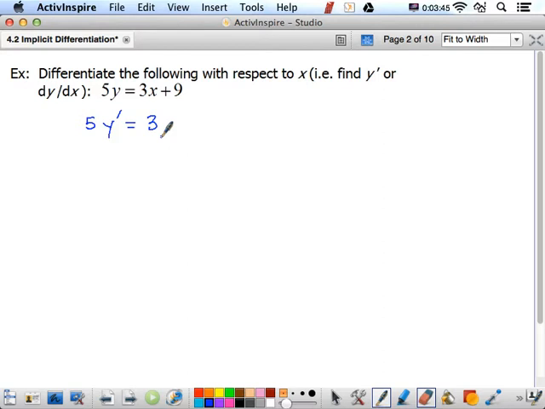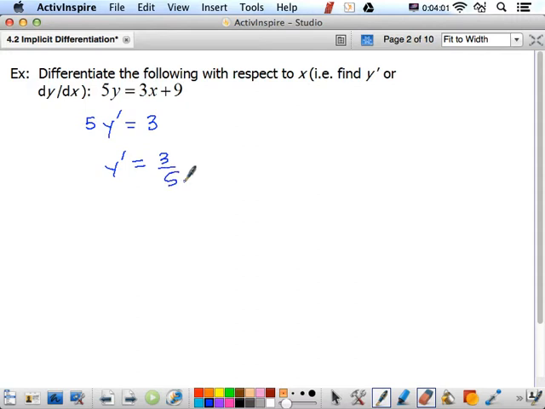It doesn't get a prime. And then, what's the derivative of 9? 0. So we say we're done with the differentiation, and at the end you isolate the y prime, and then you're finished. So if I divide both sides by 5, I get y prime equals 3/5.